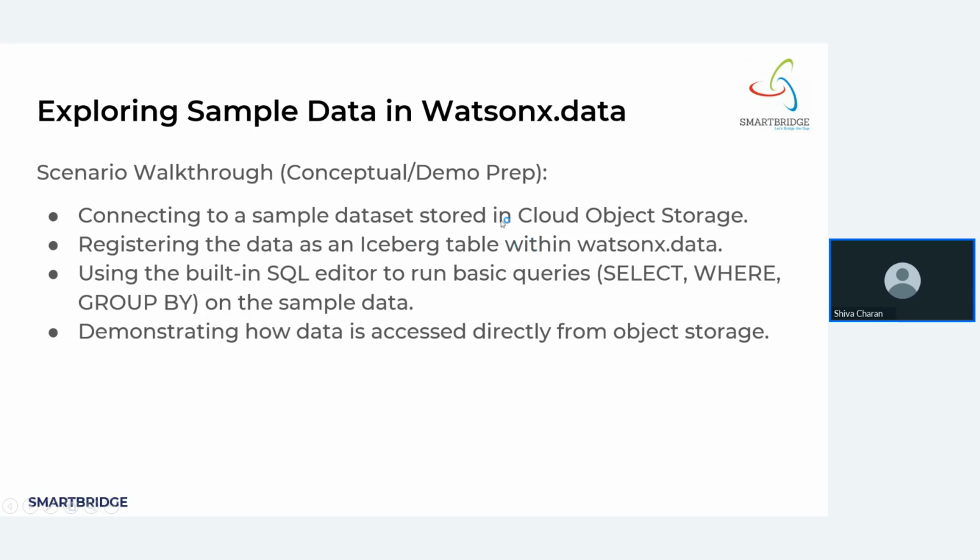In the IBM Cloud, we have stored our sample dataset in the format of cloud object storage. And how are we connecting to that particular dataset stored in the cloud object storage? We'll see. We'll connect to that, and after that, register the data as an Iceberg table within Watsonx.data. So within Watsonx.data, we'll be registering our data in the format of an Iceberg table.